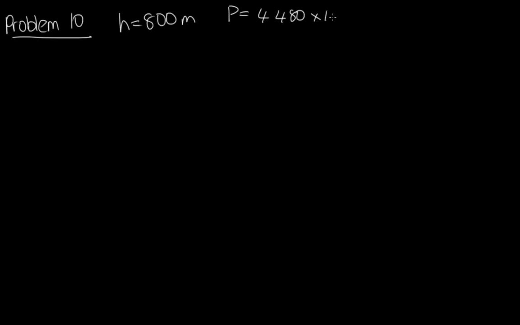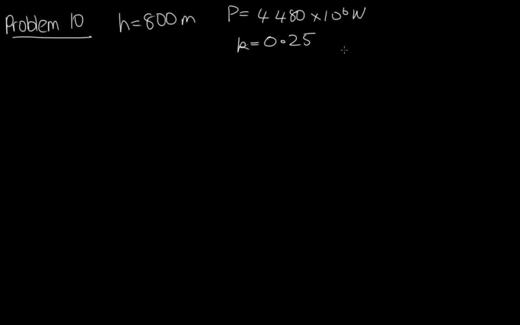And problem 10. So in this problem, we're told that the total change in height of water passing through the snowy mountain scheme is 800 meters. This water is used to produce 4,480 megawatts, so that's times 10 to the 6 watts of power. Assuming that 1/4 of the gravitational potential energy of the river is converted into electrical energy, so the efficiency is equal to 25% or 0.25, that's 1/4.